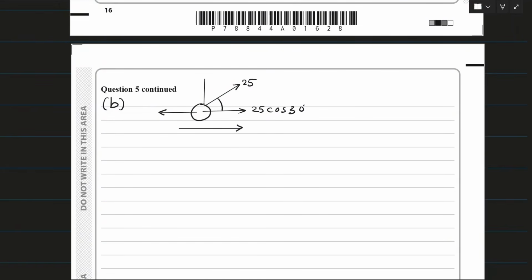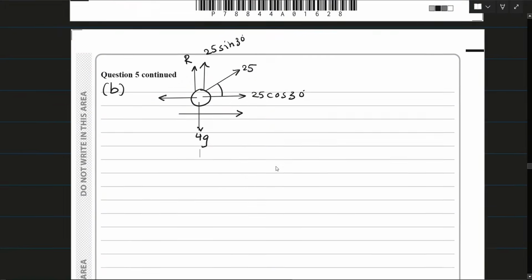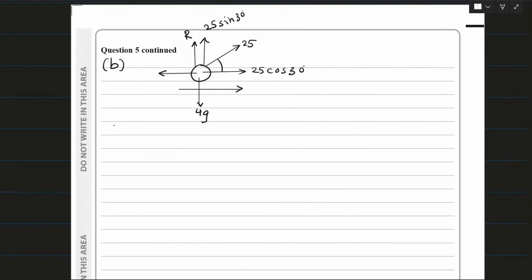In order to find the reaction force, we again have to consider the vertical forces. We see that there are two vertical forces acting upward here. One of them is the component of our 25 newton force, which is 25 sine 30, and the other one is the reaction force, which we need to find here. And again, there is the weight acting vertically downwards, and the weight is 4g. So what we can do here is resolve the forces vertically.